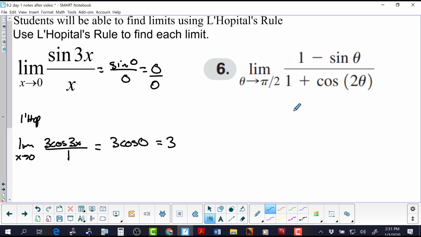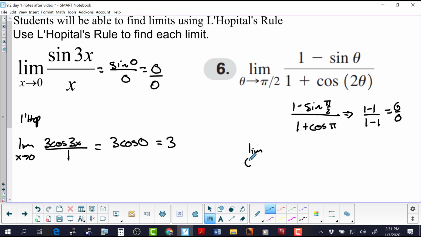Let's plug pi over 2 in. We get (1 minus sine of pi over 2) over (1 plus cosine of 2 times 1/2 pi), that's 1 minus 1 over 1 minus 1. So we get 0 over 0.